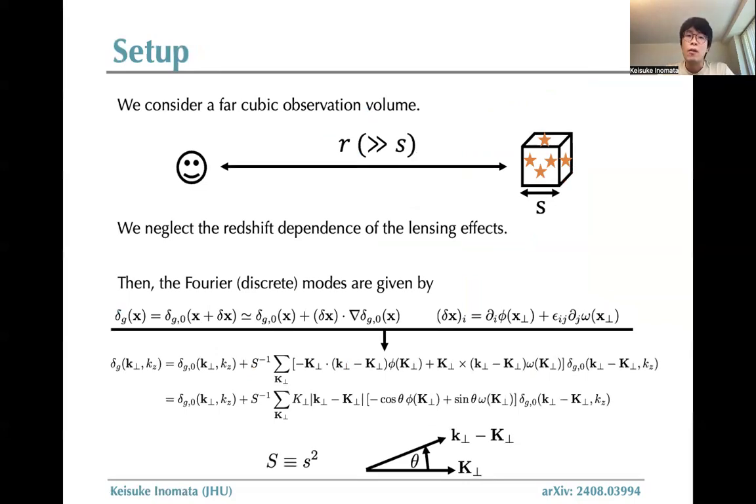We consider a far cubic observation volume, and we neglect the redshift dependence of the lensing effects. Then the Fourier discrete modes are given by this. So from these expressions, we can obtain the Fourier modes like this. And theta is defined as this.